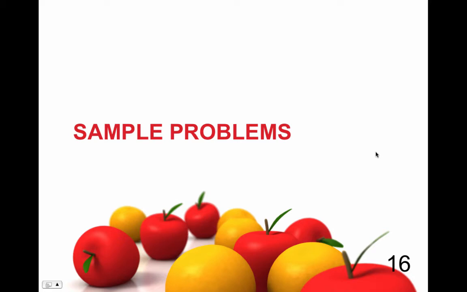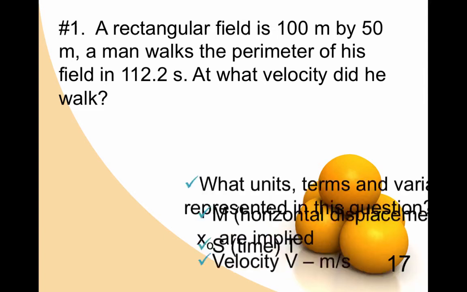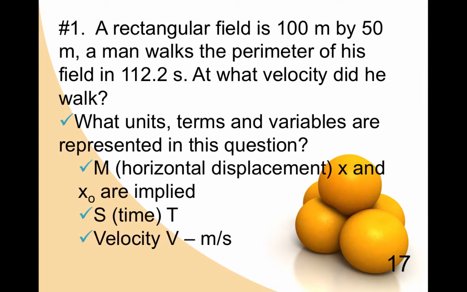Let's look at some sample problems. A rectangular field is 100 meters by 50 meters. A man walks the perimeter of his field in 112.2 seconds. At what velocity did he walk? Your job is to identify the units, terms, and variables represented in this question.